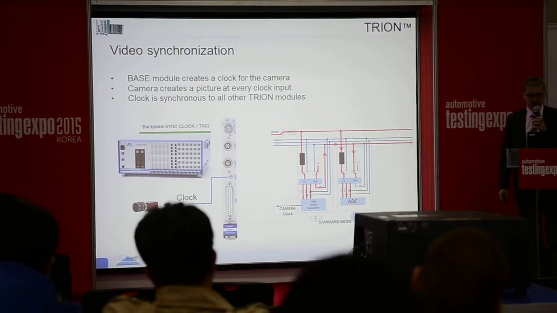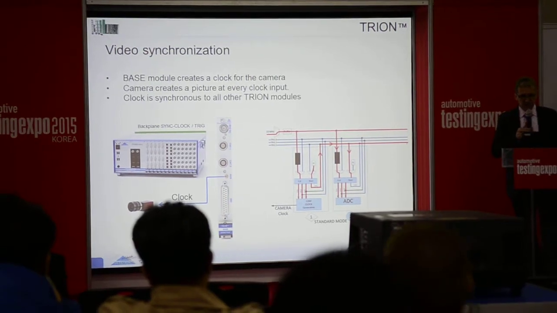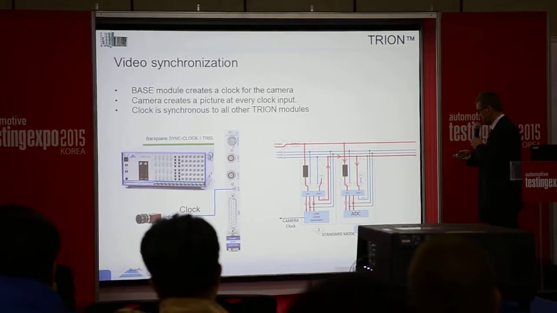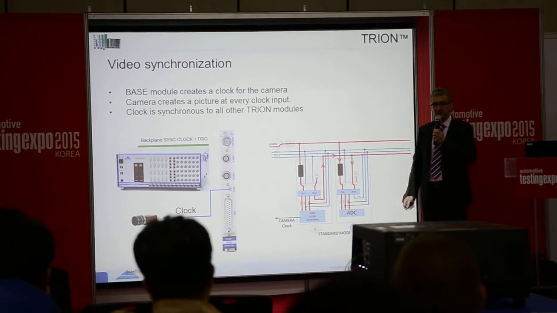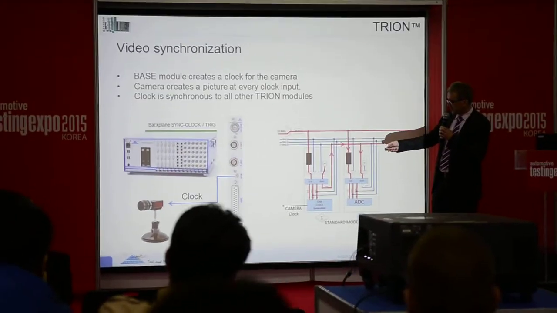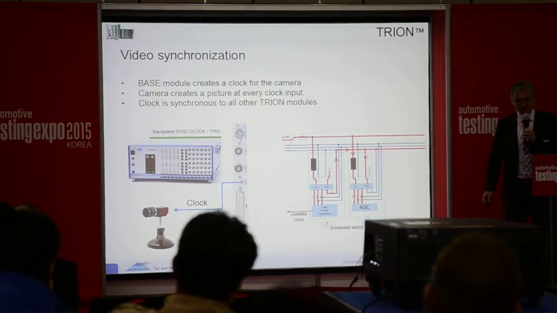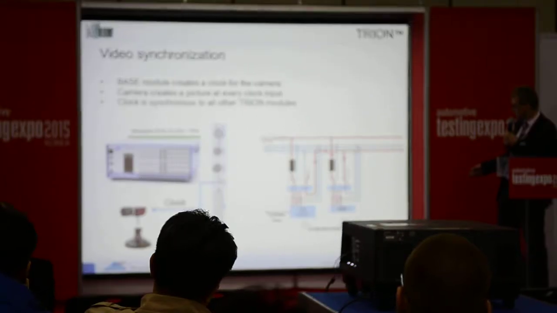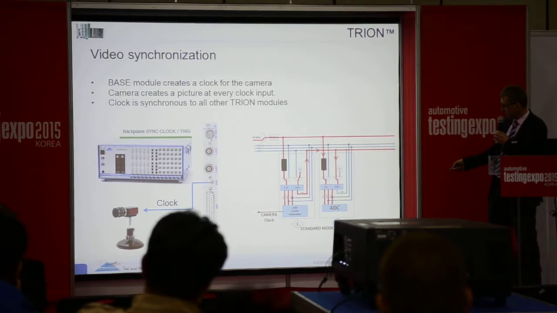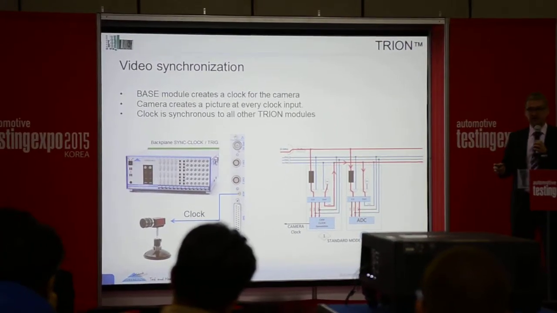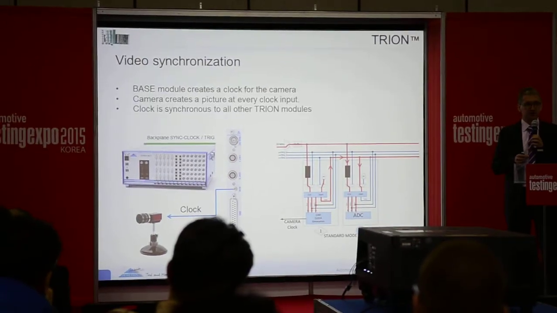So now, how is video done? The video synchronization is also done pretty much the same way, but here of course we've got an external device. So there is a certain TRION module that we use to create a clock for external devices. Again, of course, this clock is completely synchronized to the internal clock. As you can see here, the camera clock is put out there, and then of course the DEWETRON camera has an input where we connect this clock, and then whenever that clock arises, the camera takes a picture.